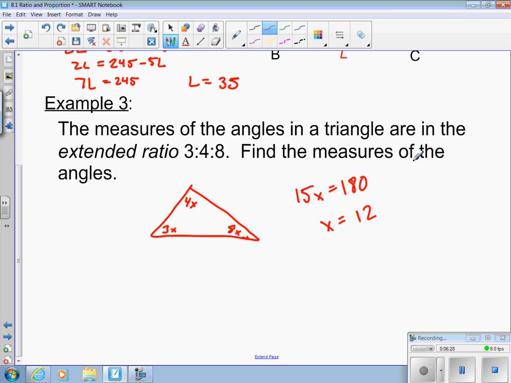Now, find the measure of the angles. We're not done yet. We found x is 12, but we have to say this angle is 36 degrees, 3 times 12. 4 times 12 is 48 degrees. And our last one is 96 degrees. That would be our answer.